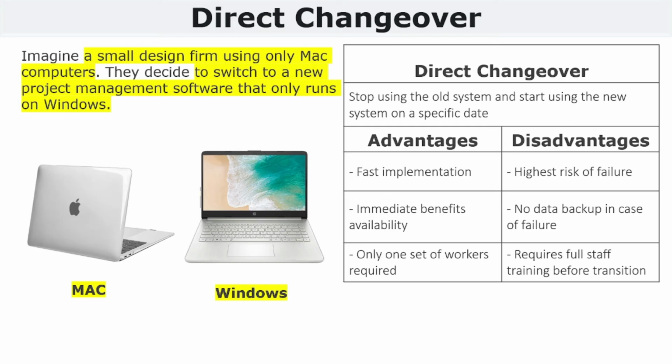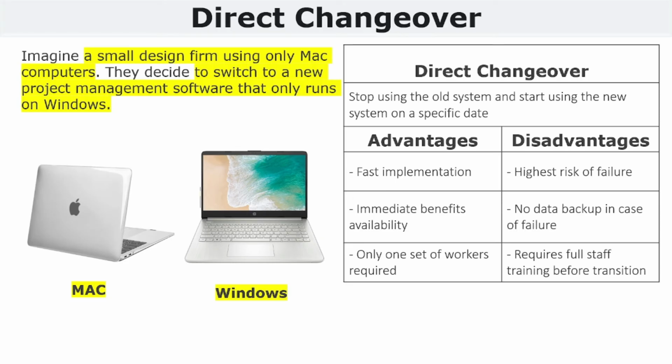Some advantages of the direct changeover are that it's immediate and it's fast. Whatever you intend to derive from this is very fast. And then you only need one set of workers to learn this, right? On the other hand, the disadvantage is that there's a high risk of failure. So if the software fails, then whatever you intend to do will come to a halt. Then if there's no data backup, whatever you have on the old system will be lost. Then there's a need to train people to use the new interface.